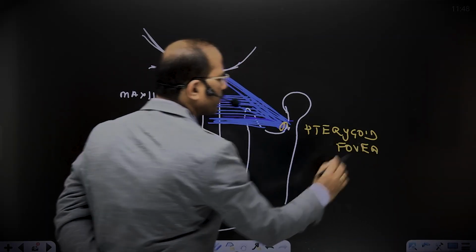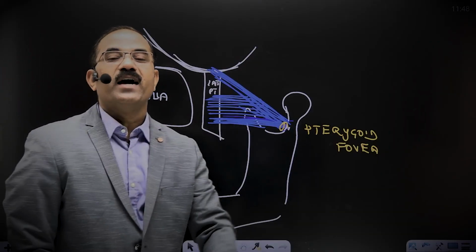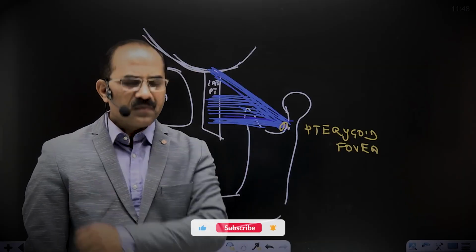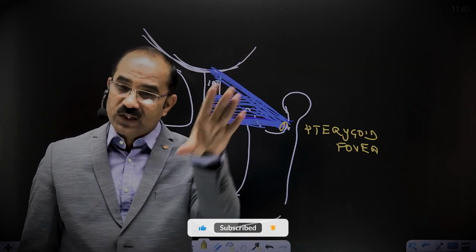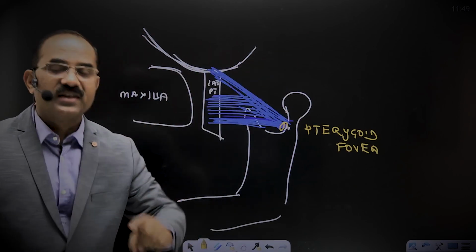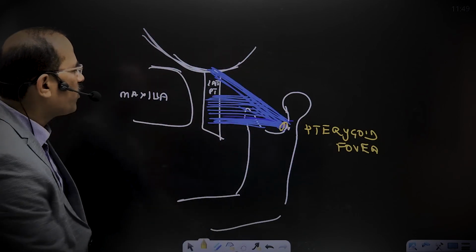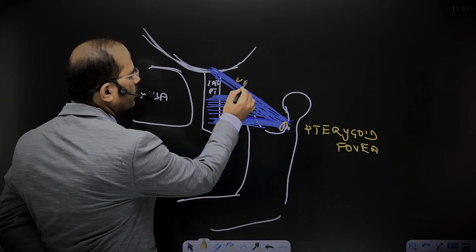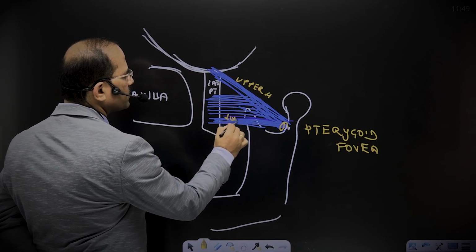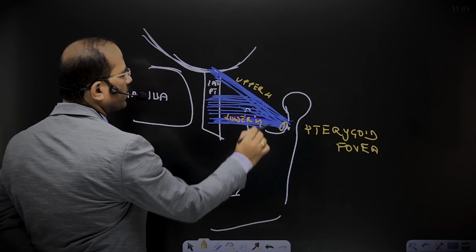Pterygoid fovea, right? This pterygoid fovea is present on the inner aspect of the neck of the mandible. It receives the insertion of lateral pterygoid muscle. Now, this lateral pterygoid has got two heads. What do we call this head as? This is the upper head of lateral pterygoid, and this is the lower head of lateral pterygoid.